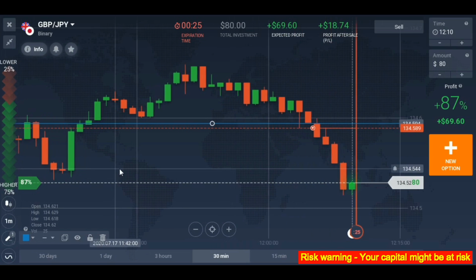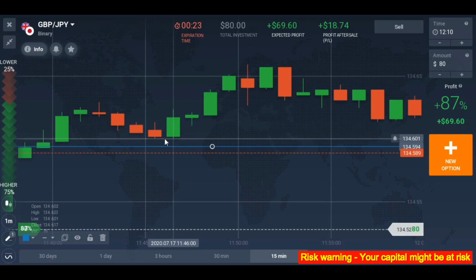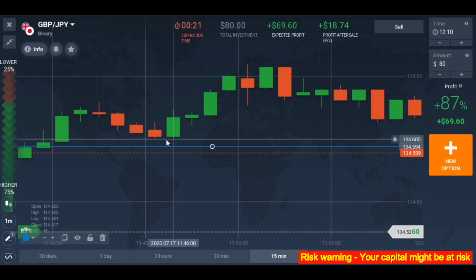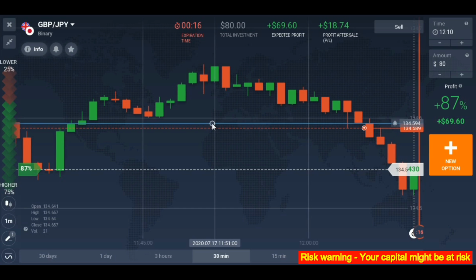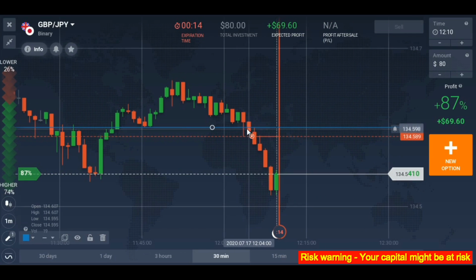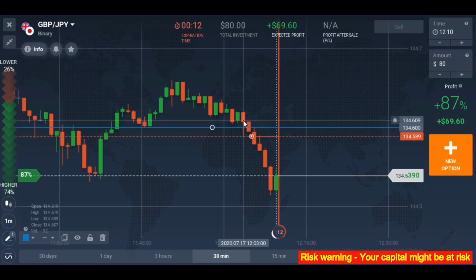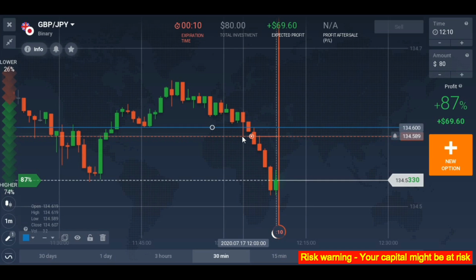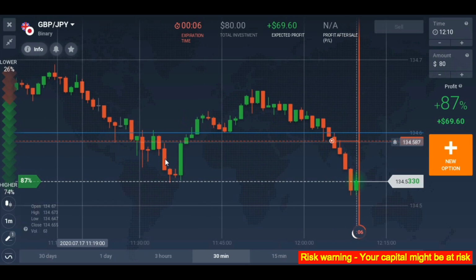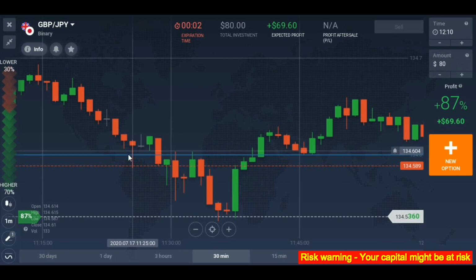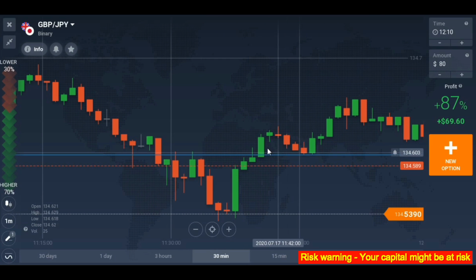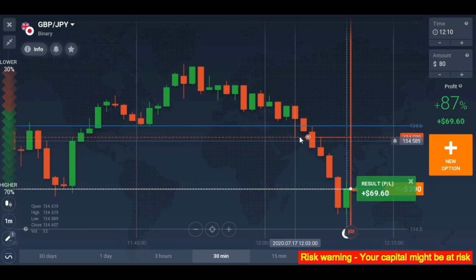And if you look carefully here, you will find that this is a whole number, 134.600. That's why this is a strong level of support, and this is the only wick. So I can say that the market tried to break this, but this is not the support level. This is the support level. If you look carefully, you will find multiple touches at this level. You can see the multiple touches: first, second, third, fourth, fifth, sixth. So this is a strong level of support.